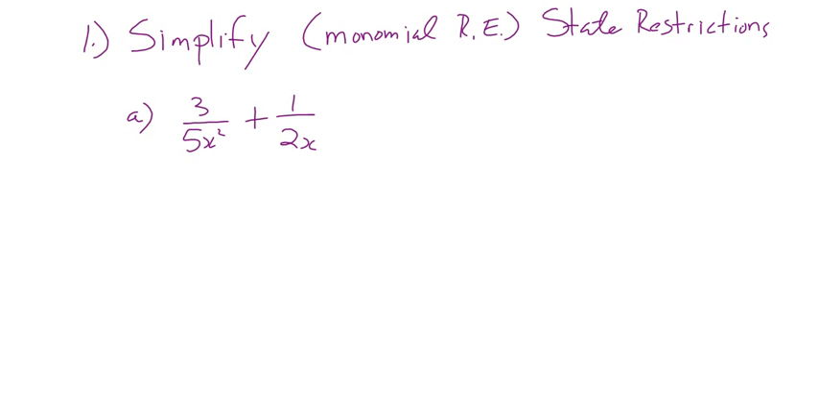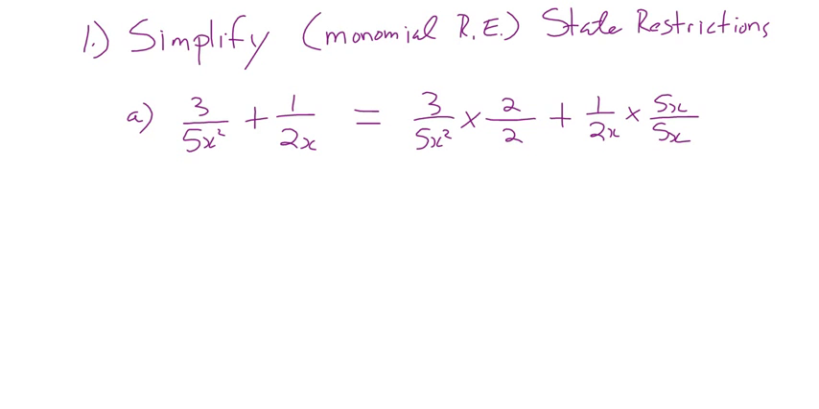So I need to turn these denominators into 10x squared, right? Each of them has to be 10x squared. So what are we going to do with the 3 over 5x squared? Yeah, times by 2 over 2, right? To give me 10x squared. What are we going to do with the 1 over 2x? 5x. Okay, multiplied by 5x over 5x. So remember, you're always multiplying by 1, just in a different form, right? 2 over 2, 5x over 5x.